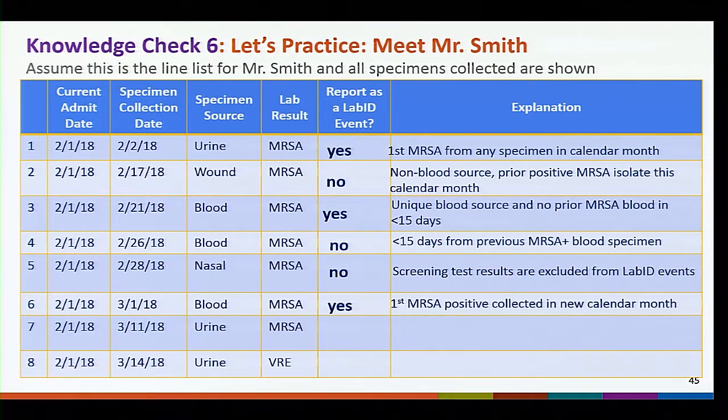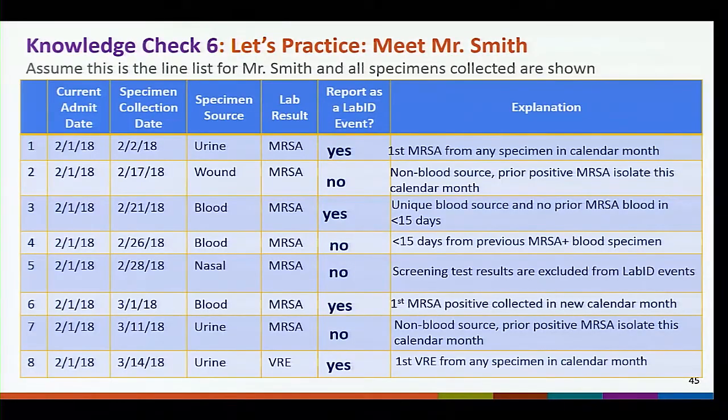And then on March 11th, he has a urine positive for MRSA. Do we report this? No. So once you report that blood for the month, then no other non-bloods are reportable for the remainder of that month for that organism. And then on March 14th, he had a urine positive for VRE. Are we going to report this? Yes, because it's the first VRE and it's a new organism.